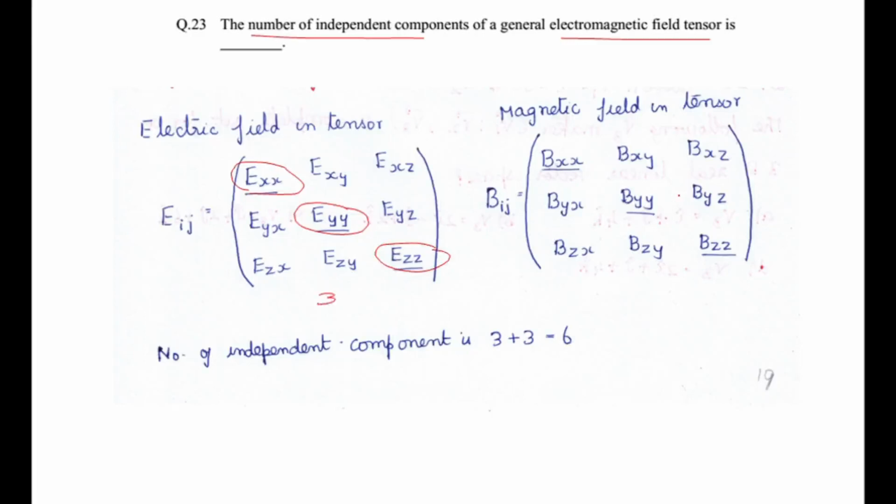In the similar way, the magnetic field tensor has three independent magnetic field components Bxx, Byy and Bzz. So the total number of independent components in the electromagnetic field tensor is 3 plus 3 is equal to 6.